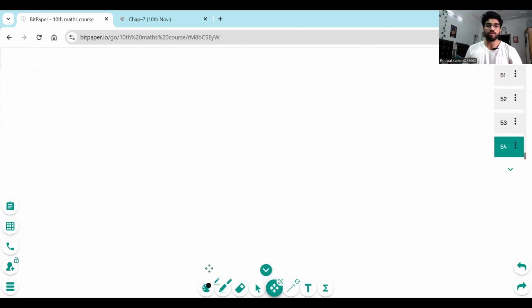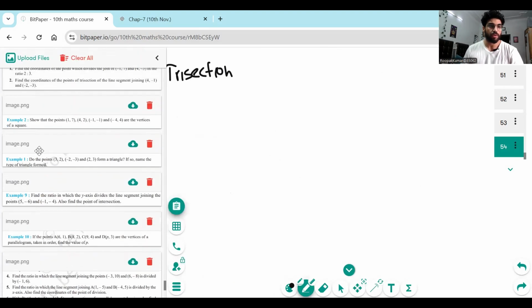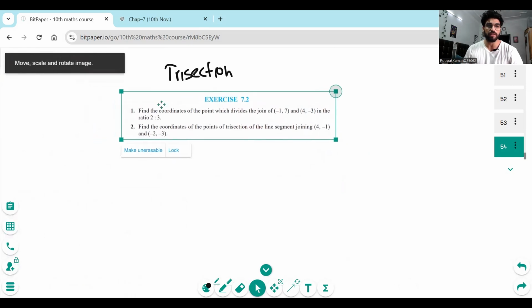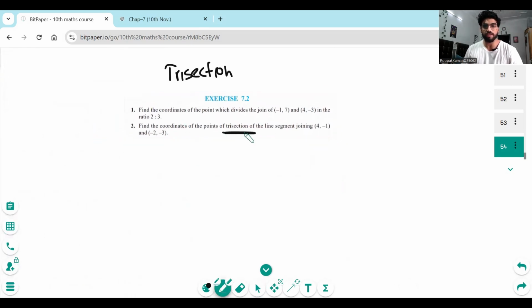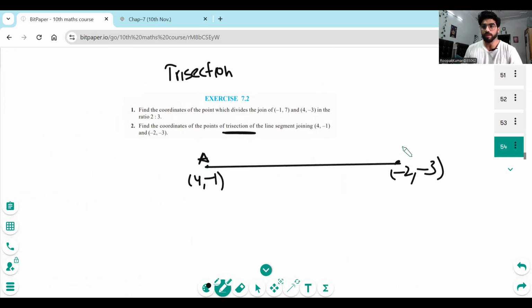Now let's move on to questions of trisection. Maybe in 4 parts it is being divided, maybe in some other number of parts. So let's see what is going on. Question number 2, NCERT. Find the coordinates of the points of trisection of the line segment joining (4, minus 1) and (minus 2, minus 3). So there's a line joining these two, and we have AB. Whenever there is trisection, see, bisection means midpoint, so 1 point. There is always 1 point less than the number of parts. So for tri, there will be 2 points.